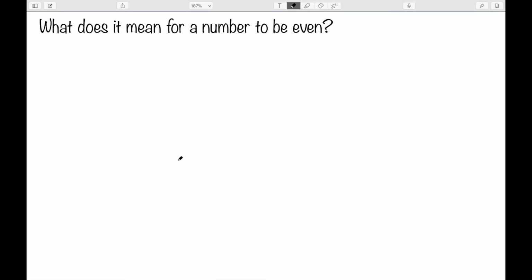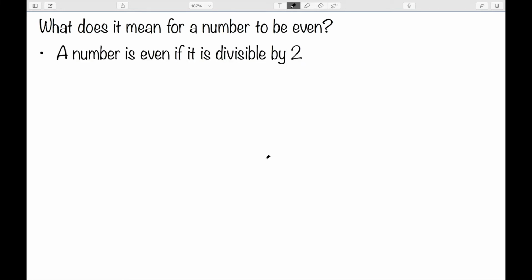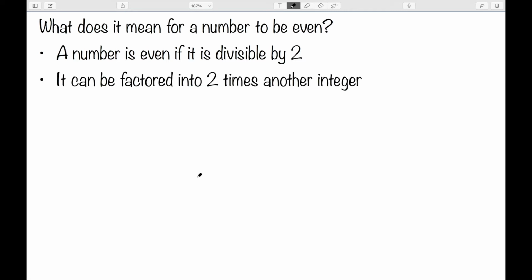The first question I want to look at: what does it mean for a number to be even? One way to answer this is that a number is even if it is divisible by 2. In other words, there's no remainder when we divide by the number 2. Another way to say it: it can be factored into 2 times another integer. If we can multiply 2 by some number to get this number, then it would be even.